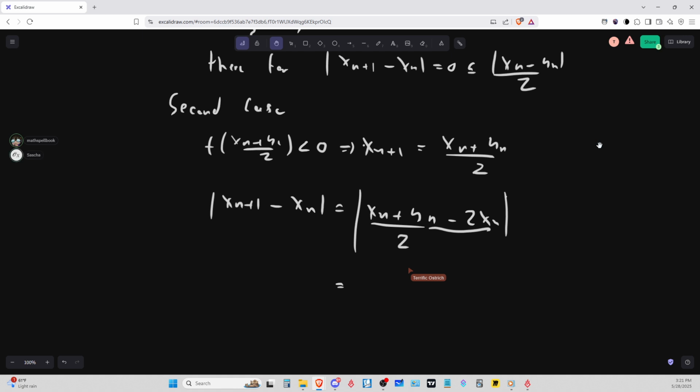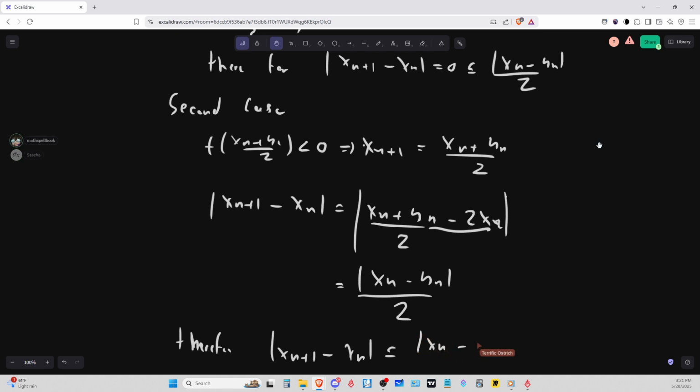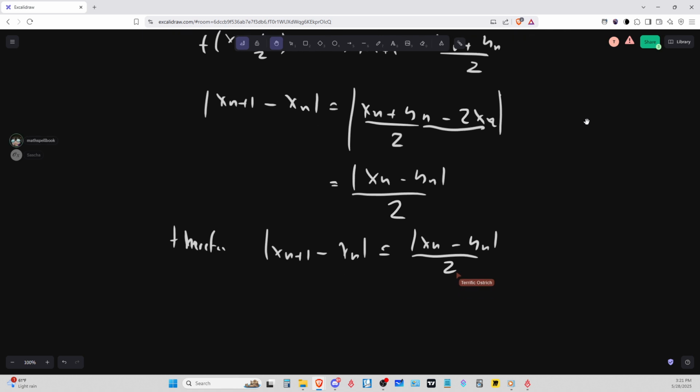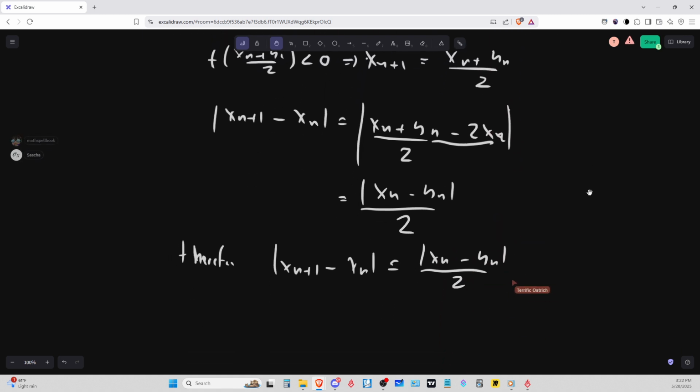Now if I simplify the algebra, I have the xn that I can simplify, and I will end up with xn minus yn over 2. Therefore, xn plus 1 minus xn is less or equal to xn minus yn. So this was a useful bound. I know the difference between two successors in the sequence is bounded by this quantity.